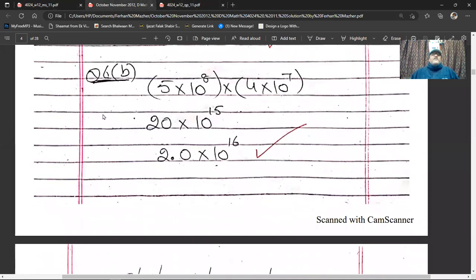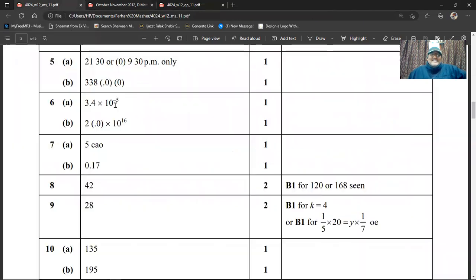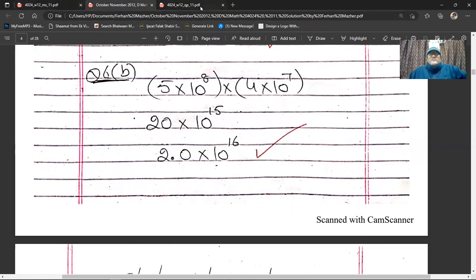To convert it into standard form, because 20 is not in standard form, this number must be more than 1 and less than 10. So I will move the decimal one step to the left. When you do this, the power is increased by one step. So 2.0 × 10^16, because I moved the decimal one step to the left, so one power has been added here. By mistake I said 18, I think, it is 2.0 × 10^16. 2 × 10^16 is the right answer, sir. This is the solution of question number 6, B part.